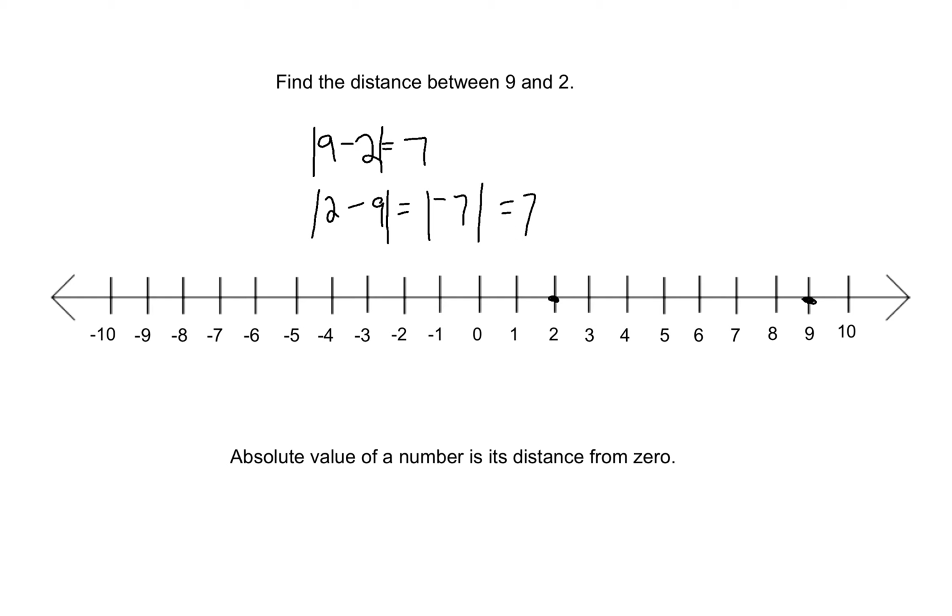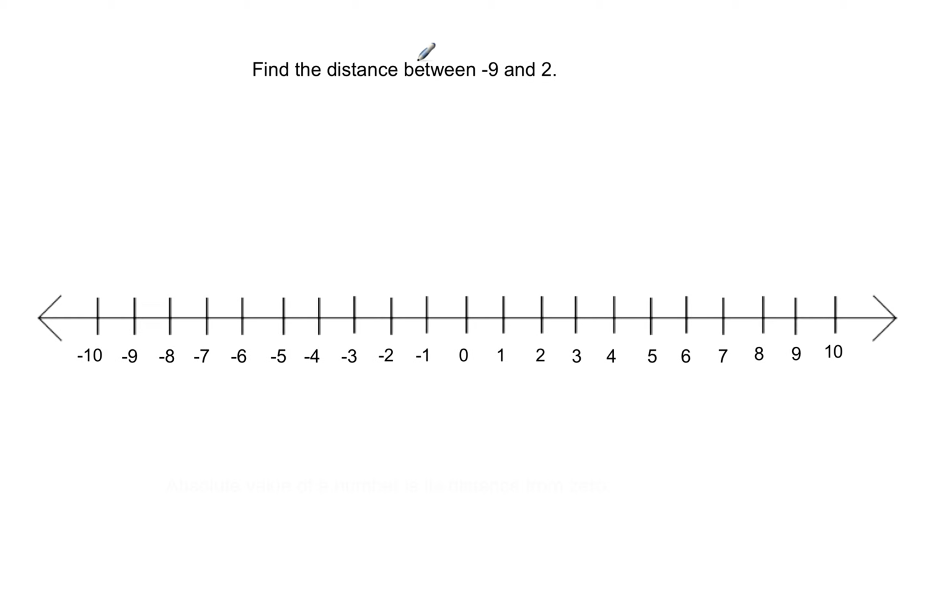Let's take another example. Suppose I want to find the distance between negative 9 and positive 2. So let's use another color here. So negative 9 is right over there, and positive 2 is right over here. Now again, you can simply verify that the distance between these two numbers is 11 simply by counting 1, 2, 3, 4, 5, 6, 7, 8, 9, 10, 11. But I want to do this mathematically.